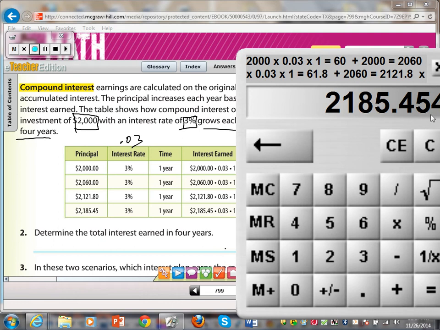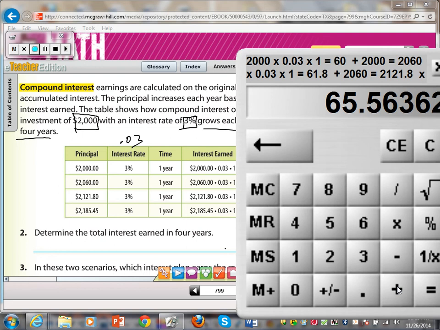Now you got to take that because we're barely on the third year. 1, 2, 3, 4. Yes, it's the fourth year, but you have to get it at the end of the fourth year. So we have to do it one more time. So you take that new balance times 0.03 times 1, and there's your new interest. Since this is a really big number, you always have to round to the hundredths place. So this will be 65.56. So now you take this number and you add it to your old balance.